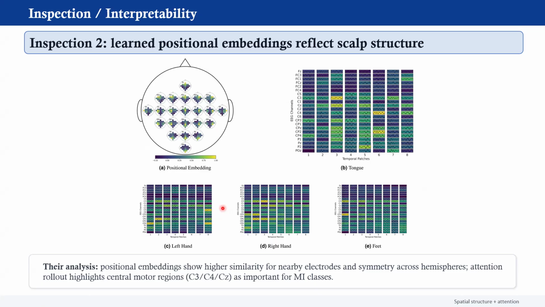So again, it is very hard to generalize. It is very hard to make a claim over here since they've only done this for one subject. But it does seem to be the case that the attention mechanism is highlighting the central motor regions, which are relevant for our motor imagery classes. So that was another interesting thing.